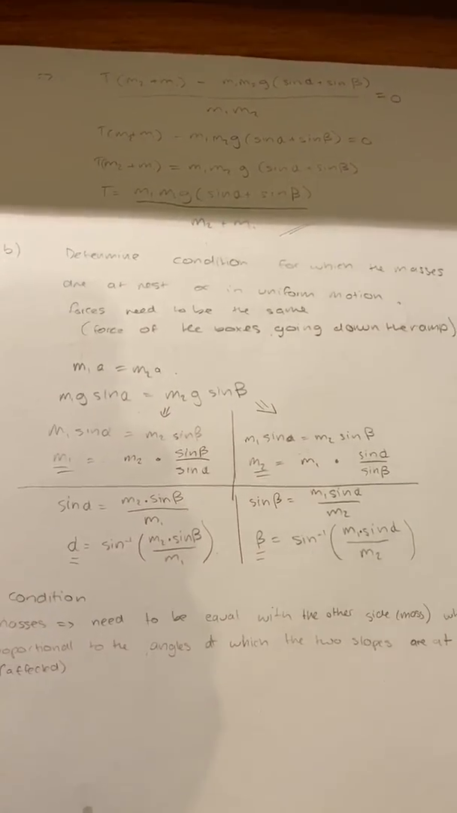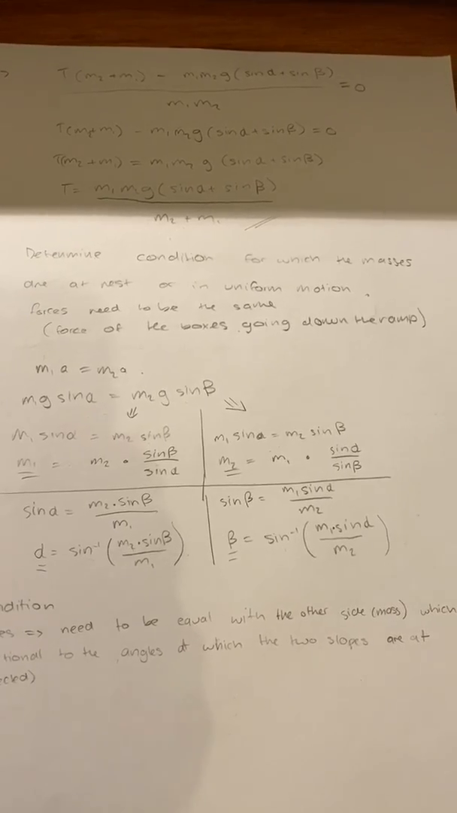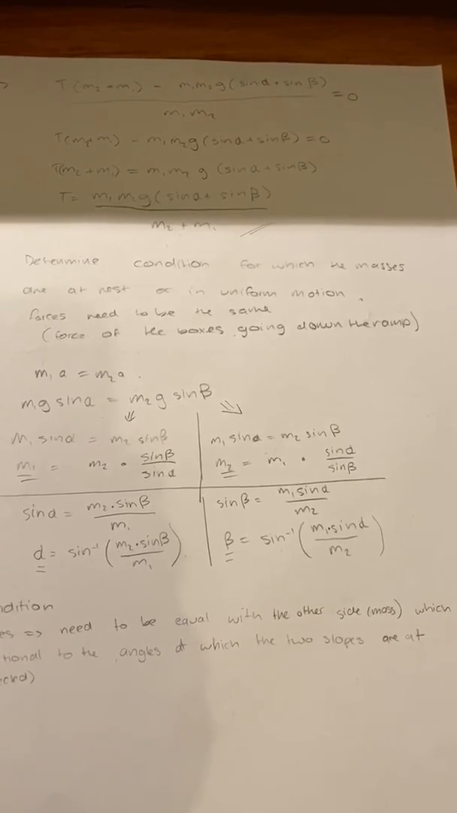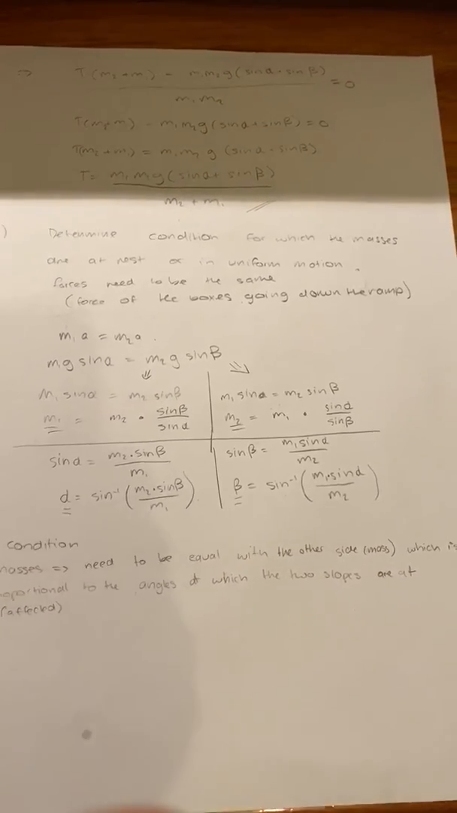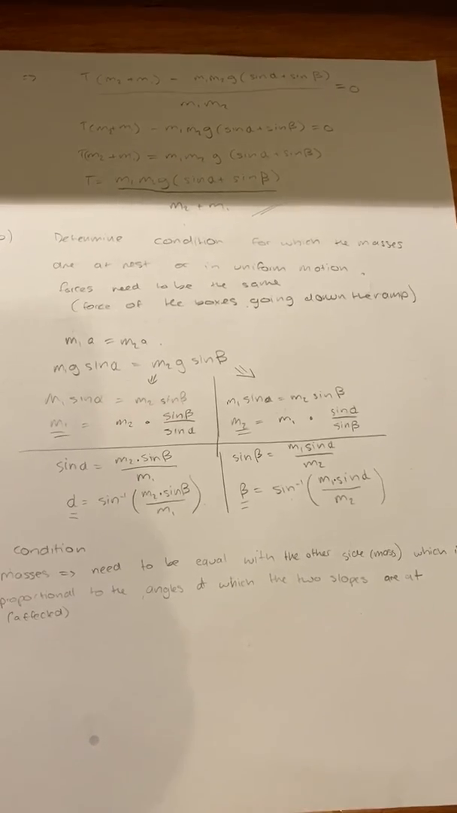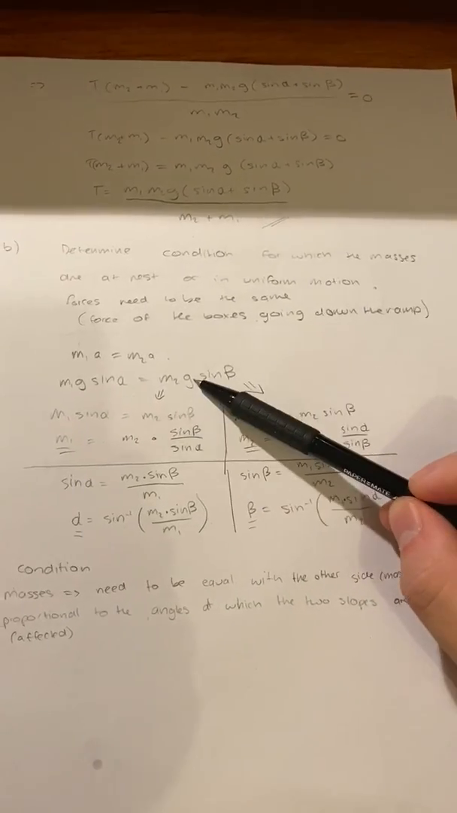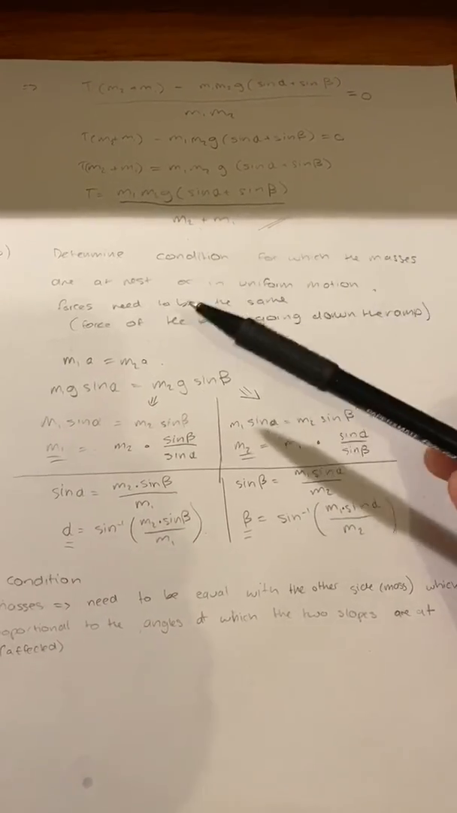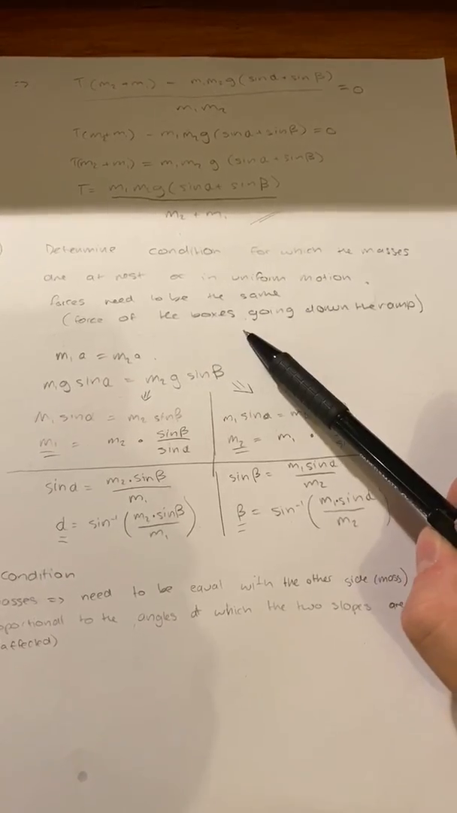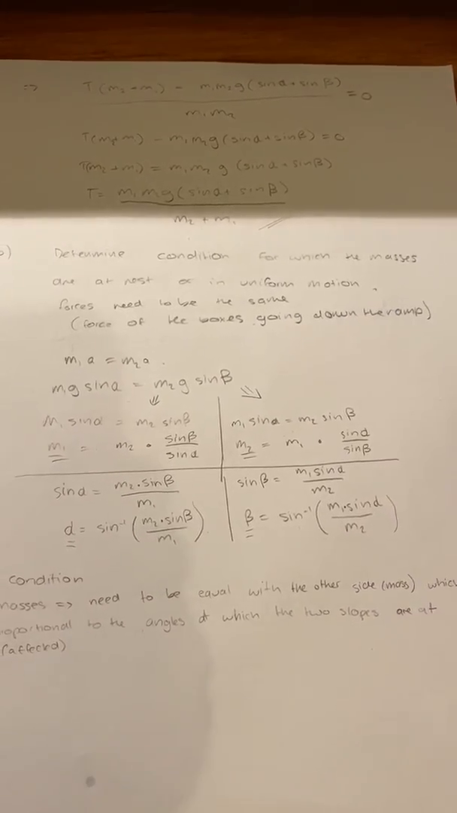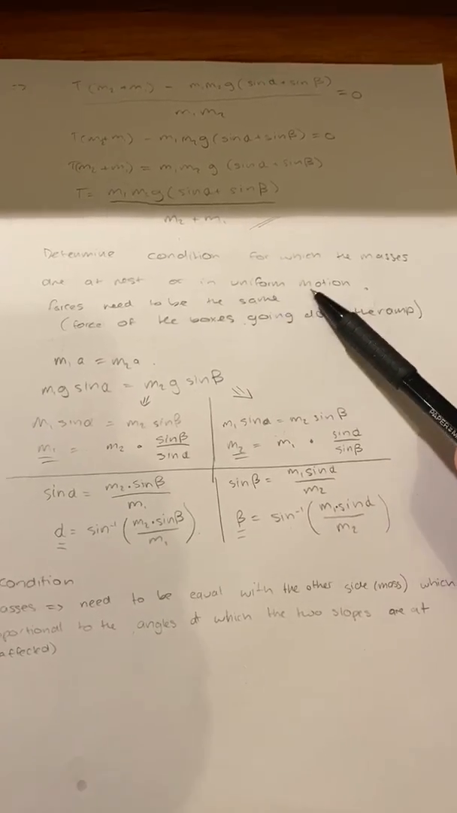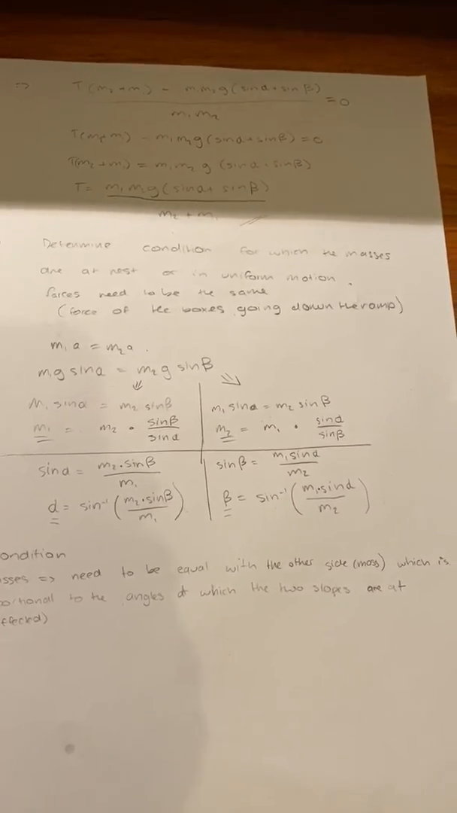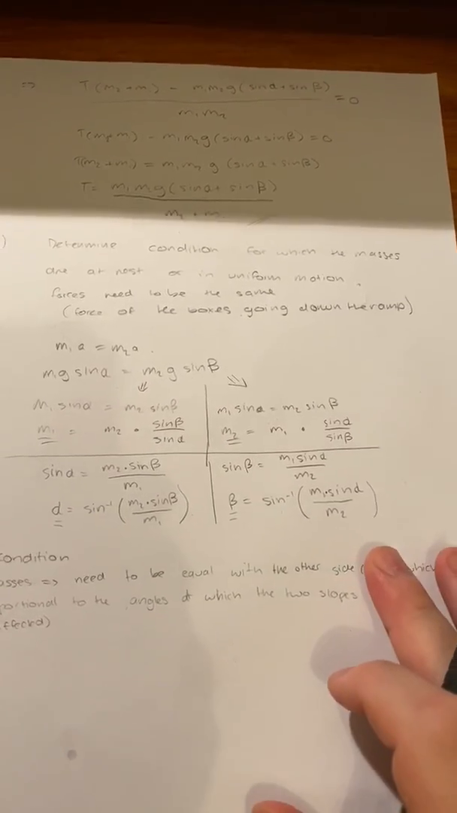Then part B was to determine a condition for which the masses are at rest or in uniform motion. So this question wants us to get a condition on the inputs so that the masses can be at rest or in uniform motion, and the acceleration will be 0. So there won't be any accelerating in uniform motion, or if at rest, there won't be any movement. This means it has to be somewhat of a static equilibrium.